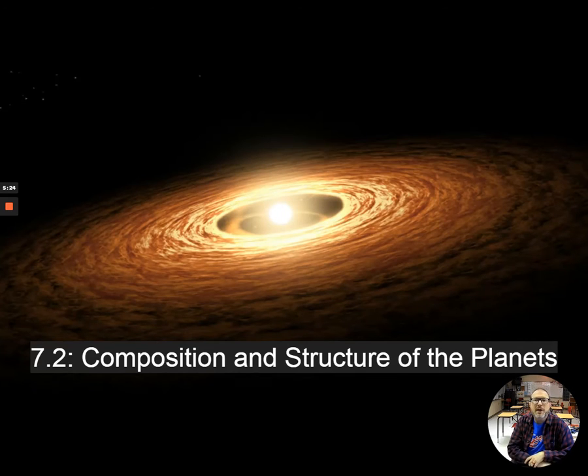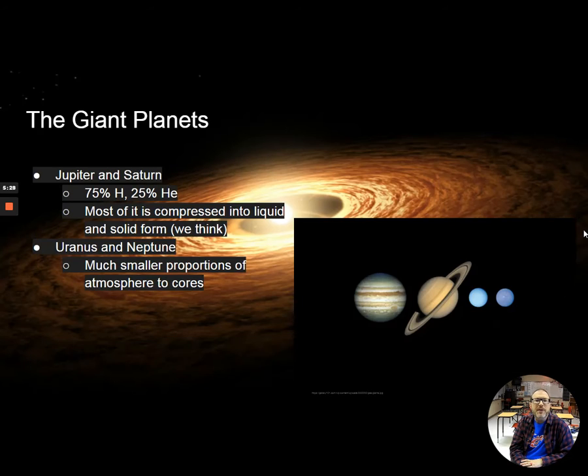Section 7.2 talks about the composition and structure of all these planets, and we're going to start with the gas. Well, we called them the gas giants, probably inaccurately, because the gas is the part that we see, because they do have very thick atmospheres, but it's much more likely that the interiors underneath those atmospheres are mostly made up of liquid or even solid forms of those lighter elements like hydrogen and helium.